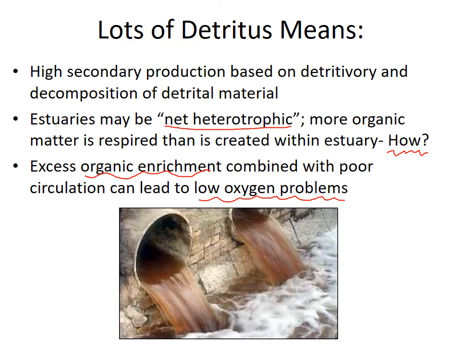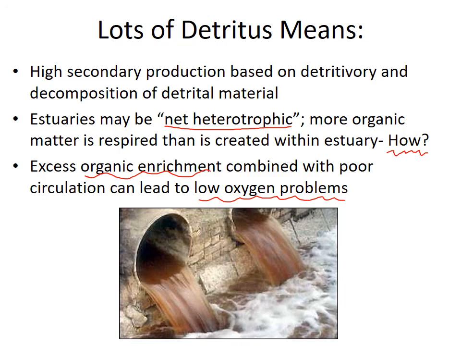Okay, so this image shows some sewage pipes dumping into an estuary, and this is to illustrate the fact that when there's an excessive amount of organic matter being delivered to an estuary with these man-made inputs of organic matter on top of the natural allochthonous and autochthonous sources of organic matter, you can really overload the estuary with too much organic matter, and you get such intensive decomposition that it really depletes oxygen levels.